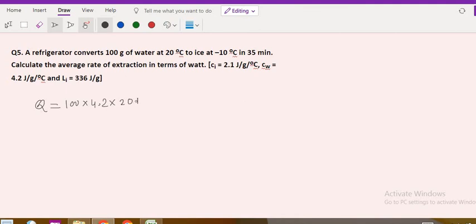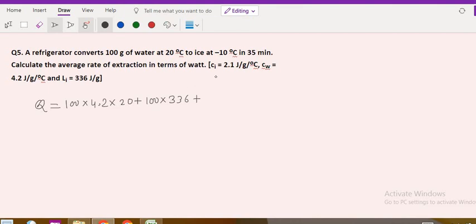Okay, now the water at 0 degree Celsius would be converting into ice at 0 degree Celsius. There is no change in temperature, so what is involved there? Q is equal to mL. The latent heat of ice is given to us. Mass would remain the same, so Q is equal to mL. So m is 100 multiplied by 336. Now ice at 0 degree Celsius is reached.